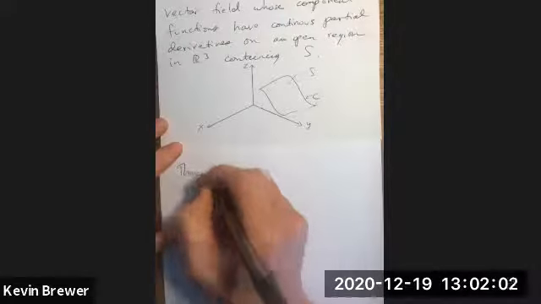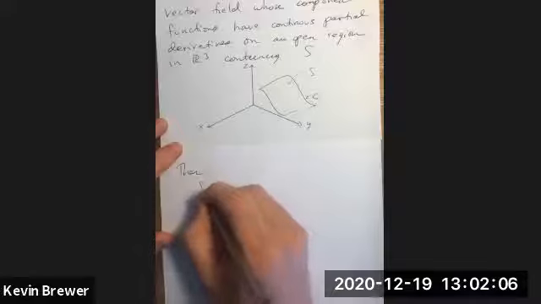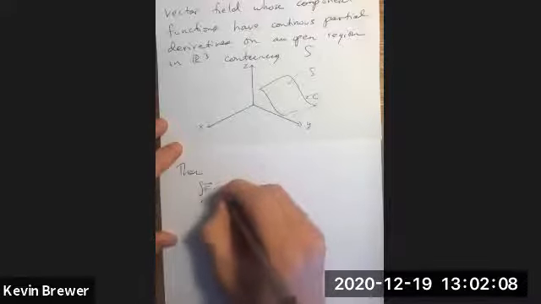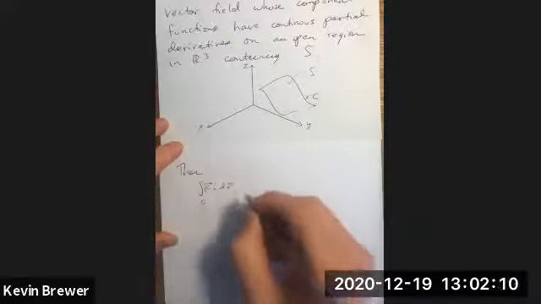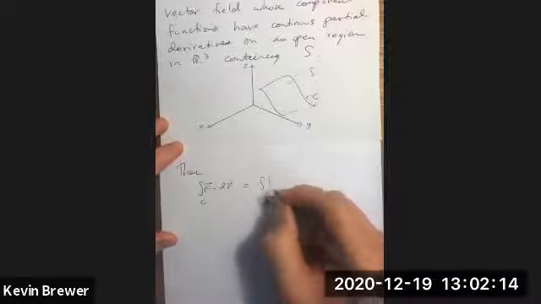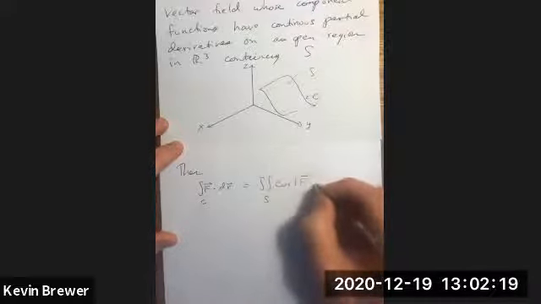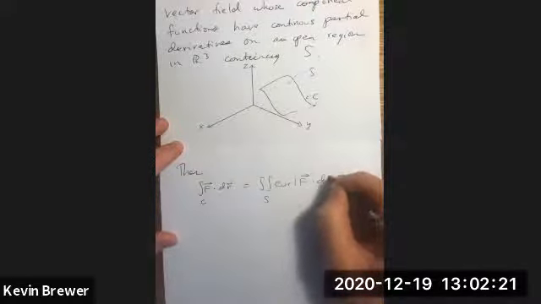Then the line integral over C of F dot dr is the double integral over S of the curl of F dot dS.